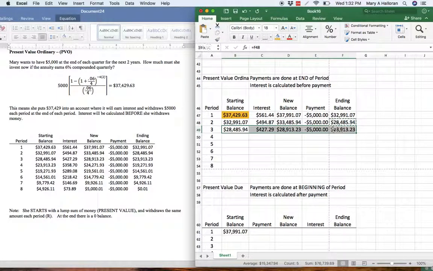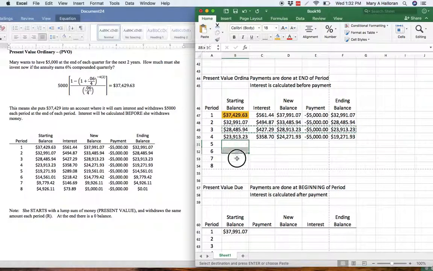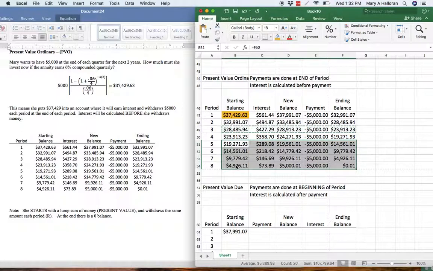So then we go to the next year. And lo and behold, you see it gets rolled over, I earn some interest, it bumps it up, I take a big chunk of money out, it drops me down. And this keeps going until I have completely depleted my account.